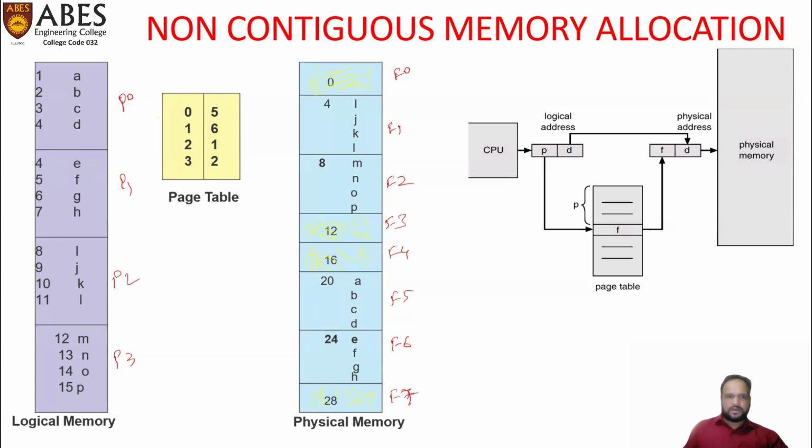In this, let's suppose that P0 got placed at frame 5. A, B, C, D are there, and P0 also has A, B, C, D. So P0 is accommodated at frame 5. Similarly, page 1 is accommodated at frame 6. Page 2 is accommodated at frame 1, I, J, K, L are there, and page 3 is accommodated at frame 2, that is M, N, O, P. And how we calculate these is what we consider next. Now, as I told you, the operating system manages the page table.